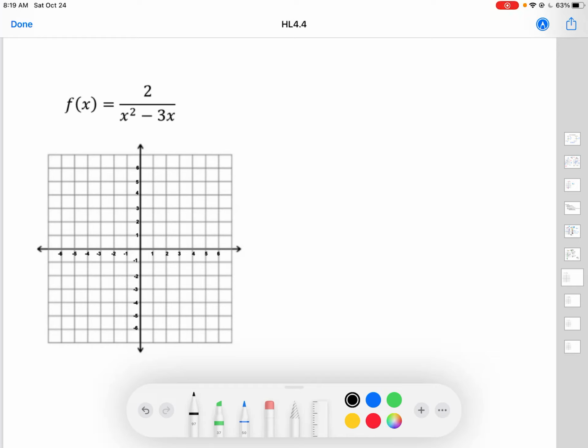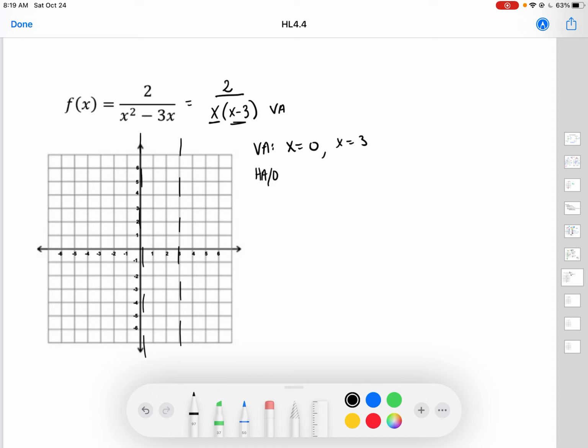Let's go ahead and do a few more. So this one, I'm going to go ahead and factor and take out my greatest common factor and then find my information. So there are no holes, but we've got two vertical asymptotes this time. One at x equals 0 and one at x equals 3, because remember vertical asymptotes are right here. So we've got 0 and 3.